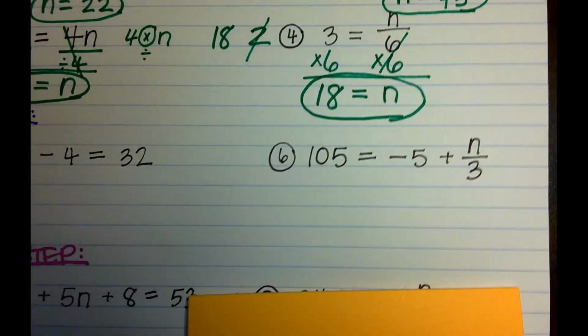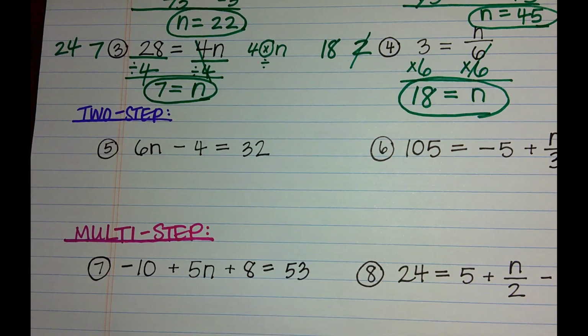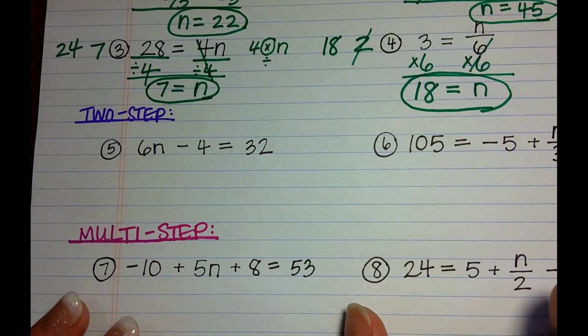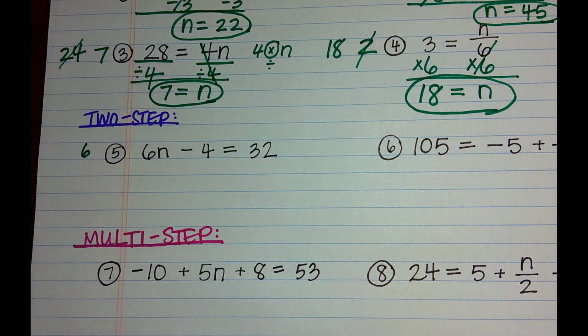Okay, let's move on to our 2-step equations. Number 5, what are some answers we got? 6. Anybody get something other than 6? Everybody got 6?